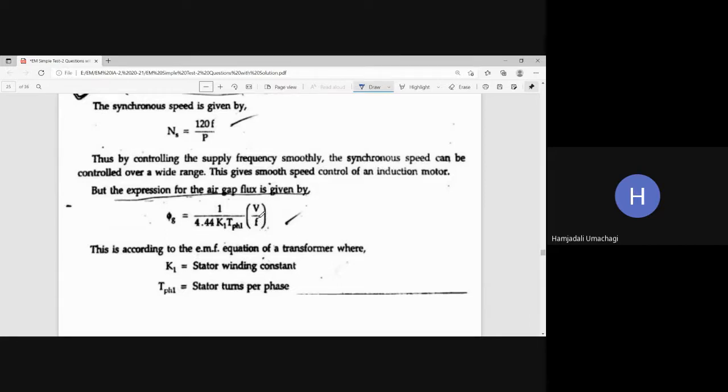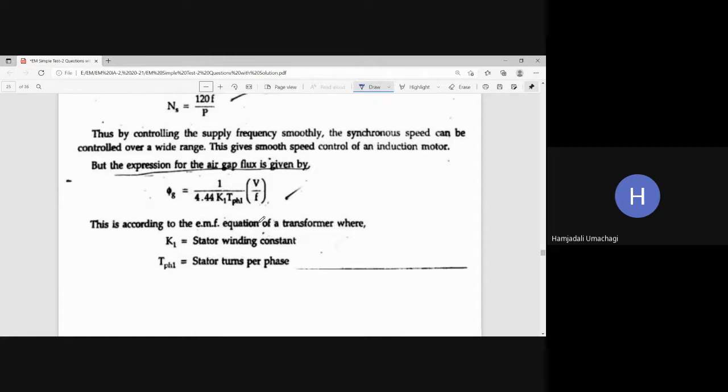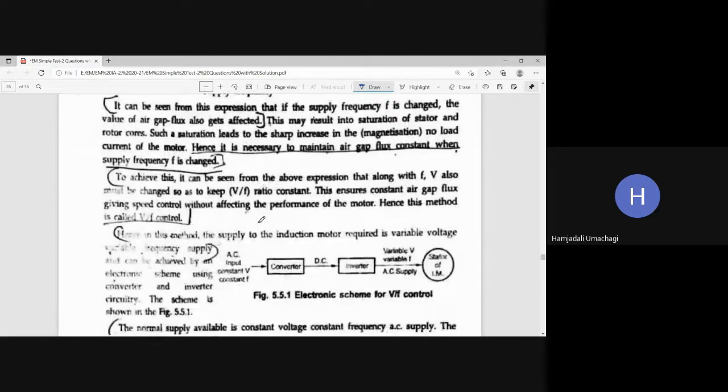Since we are changing both voltage and frequency parameters here, this method is called what? V by F control method. We are applying variable voltage, and along with that we are applying variable frequency also. Because of this reason, we call this method V by F control. We are controlling the input voltage to the induction motor, and we are also applying a variable frequency supply. Due to this, we call this method of controlling the speed of the induction motor V by F control. V means supply voltage, F means frequency.